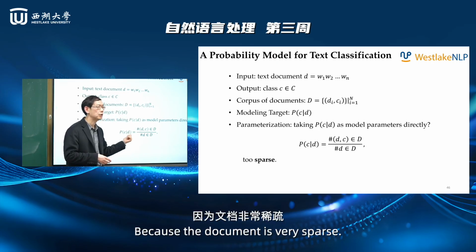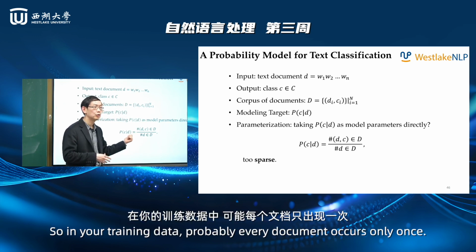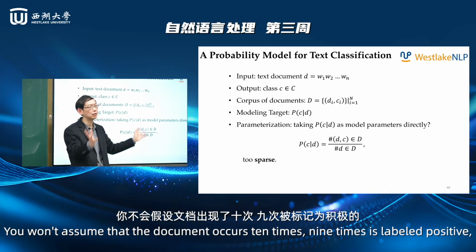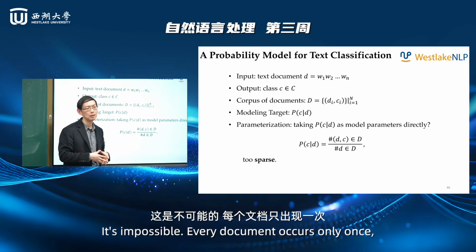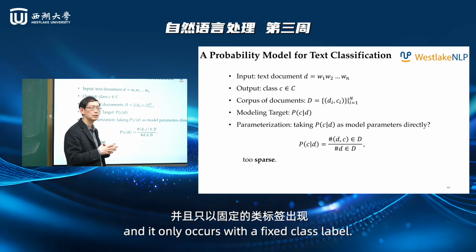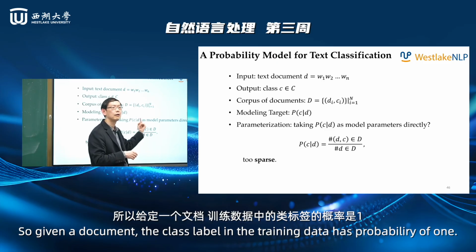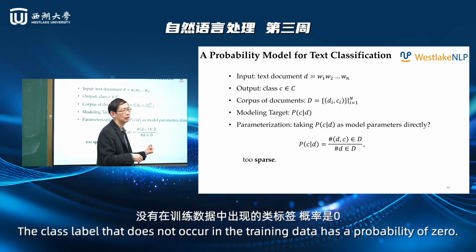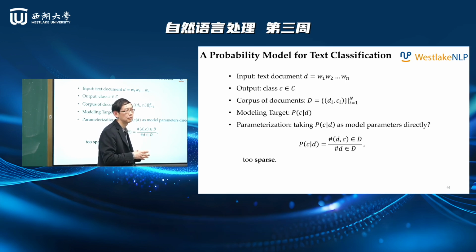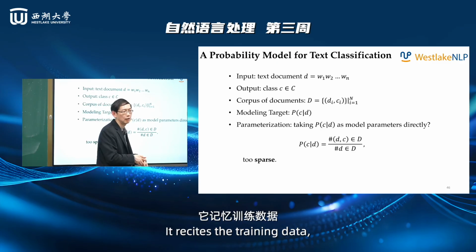Because the document is very sparse, right? In your training data, probably every document occurs only once, right? You won't assume that the document occurs 10 times, and 9 times is labeled positive, 1 time is labeled negative. It's impossible. Every document occurs only once, and it only occurs with a fixed class label, all right? So, given a document, the class label in the training data has a probability of 1, right? The class label that does not occur in the training data has a probability of 0. Okay? It recites the training data.